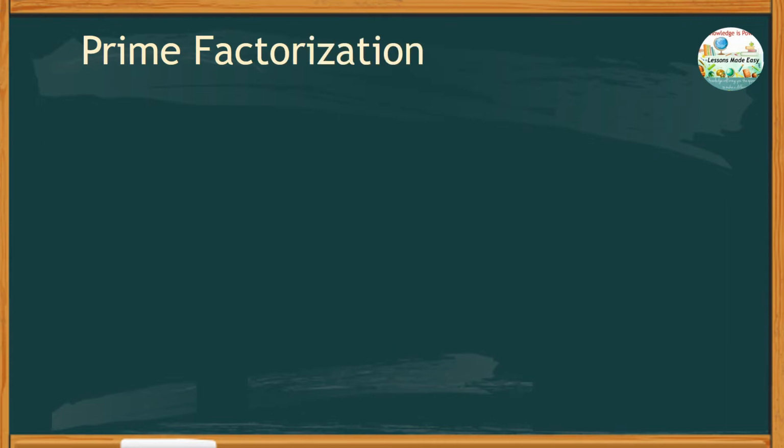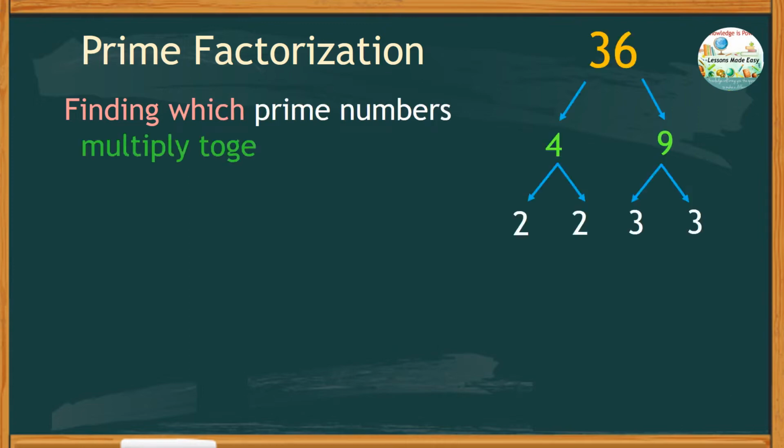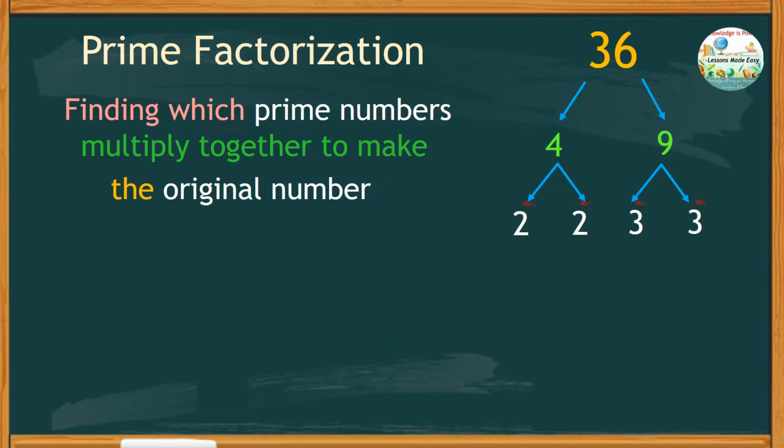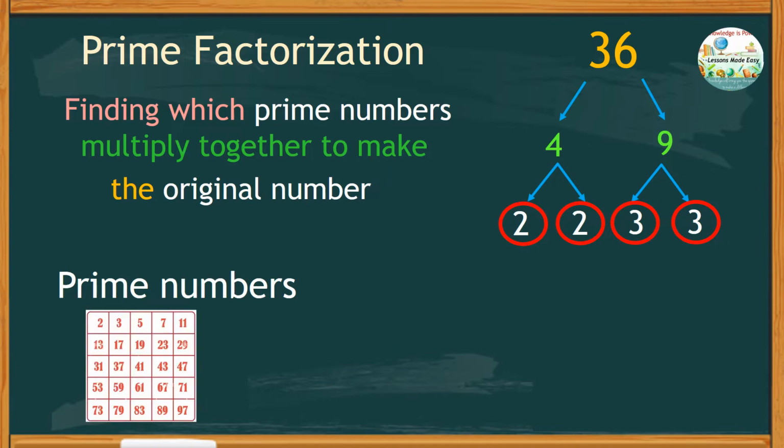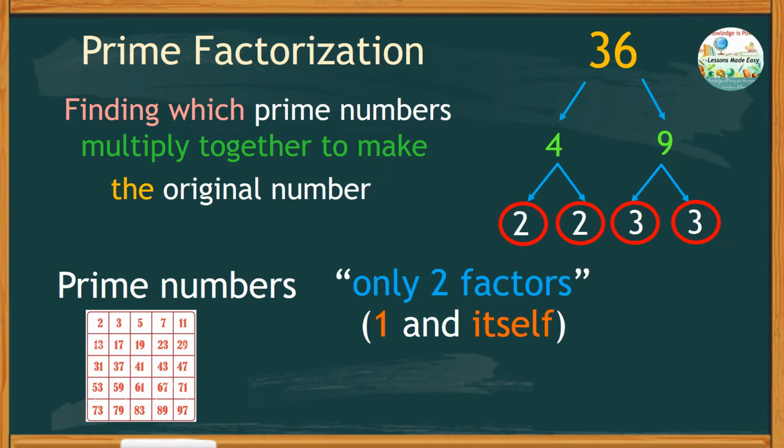Have you ever come across the term prime factorization? Prime factorization is simply finding which prime numbers multiply together to make the original number. In other words, the factors must only be prime numbers. Prime numbers, as we all know, are those numbers with only two factors, 1 and itself, just like the numbers 5 and 7, where the factors are just 1 and itself.